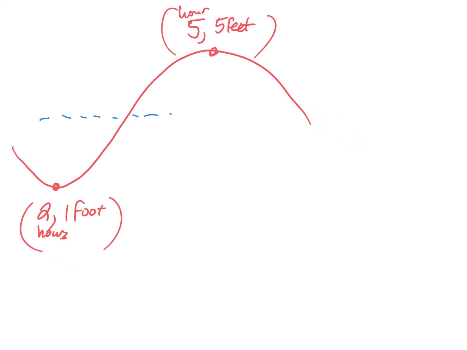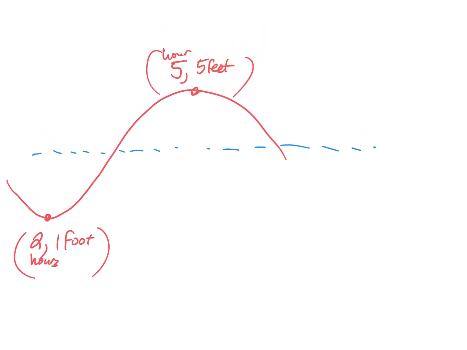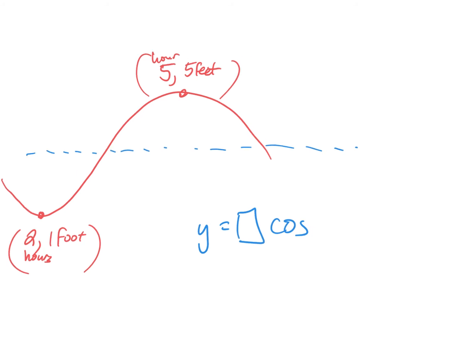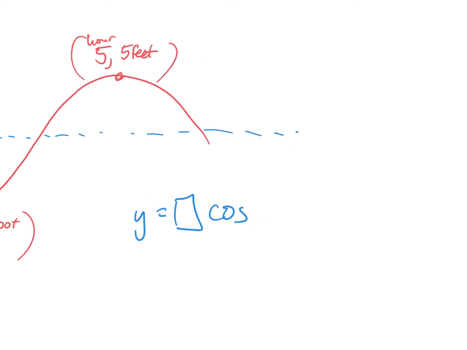Always start with the midline. And then write y equals box cosine, and that's the amplitude. And the midline goes somewhere. So try to figure it out. I'll be quiet for a minute while you try, and I'll come show you the answer after giving you some time.